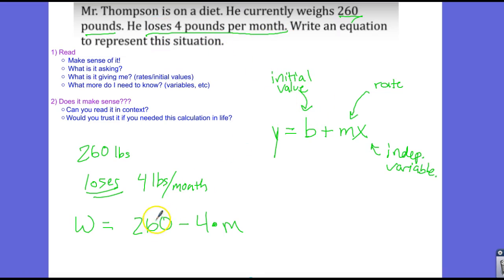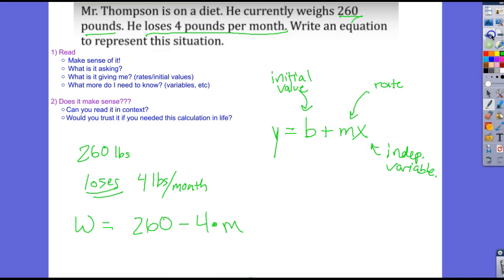So it seems to follow this pattern each time. I have an initial value. In this case, it's 260. That's what he weighs right now. And then you have a rate. In this case, it's a rate of 4 pounds per month, but negative 4 pounds per month because we're losing it. So negative 4 is your rate.